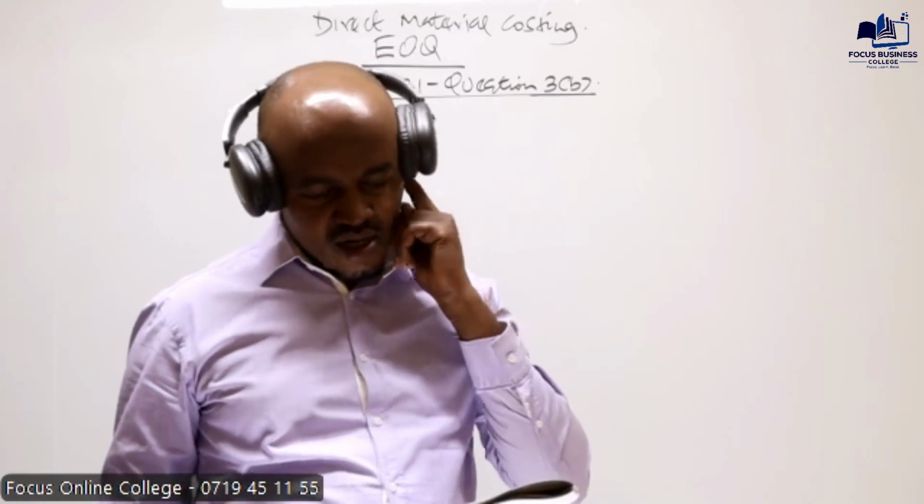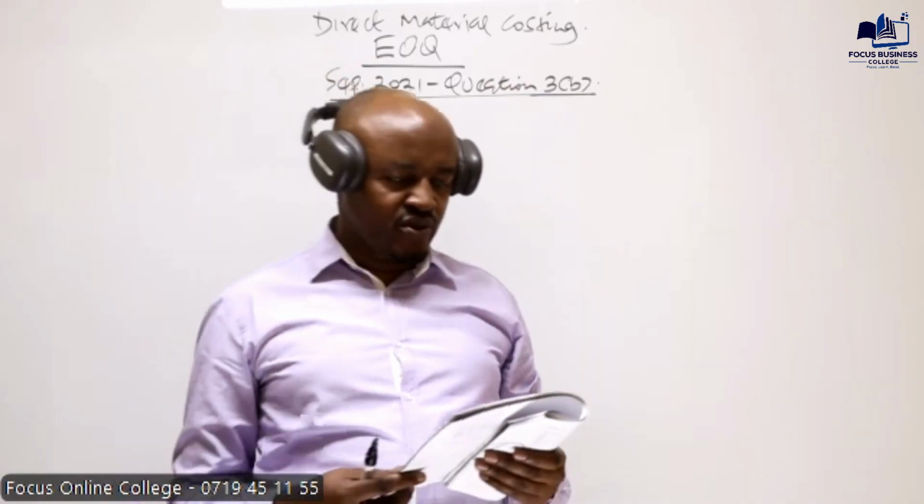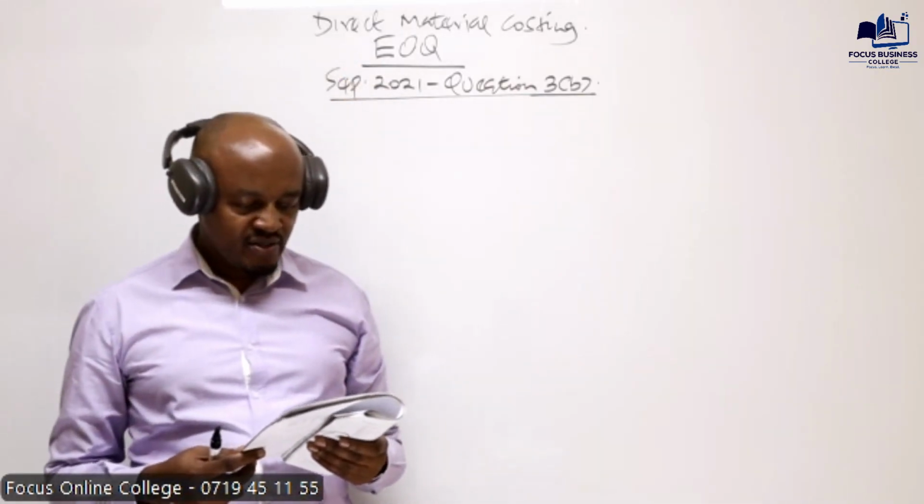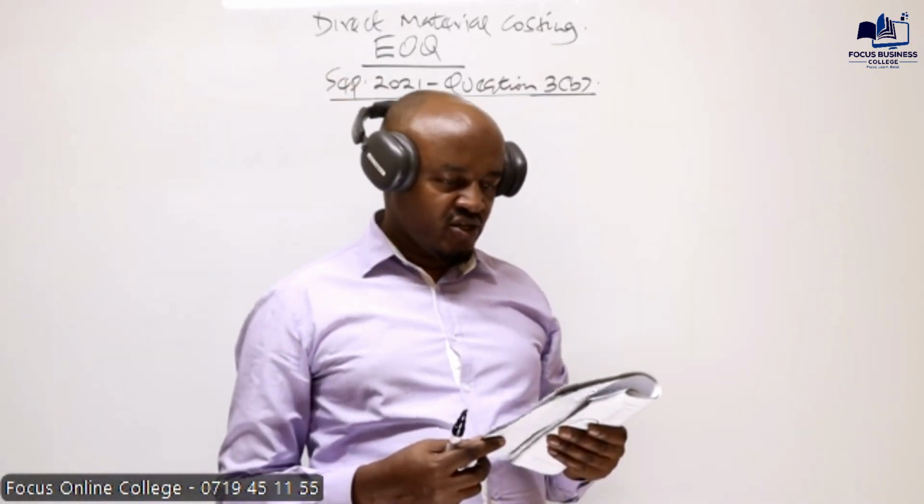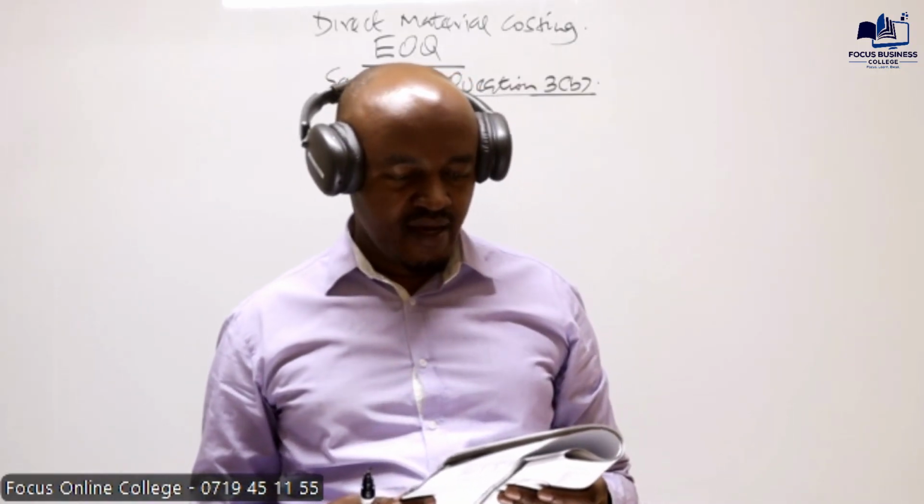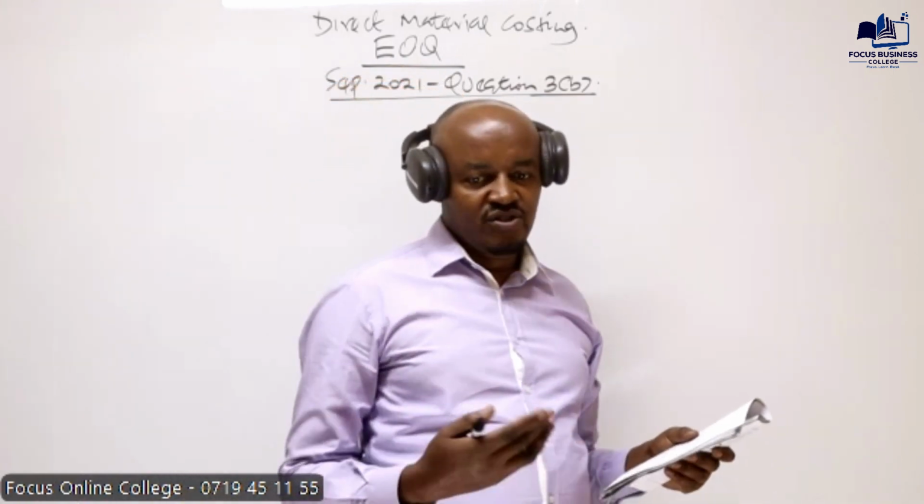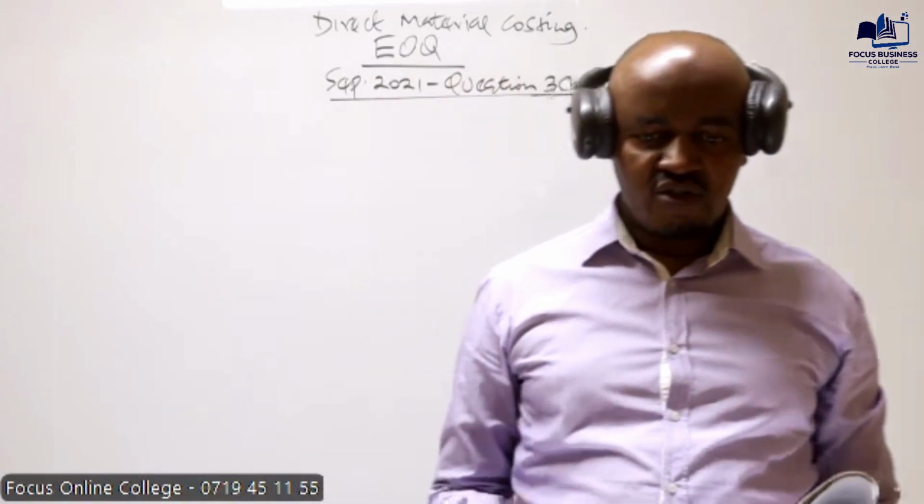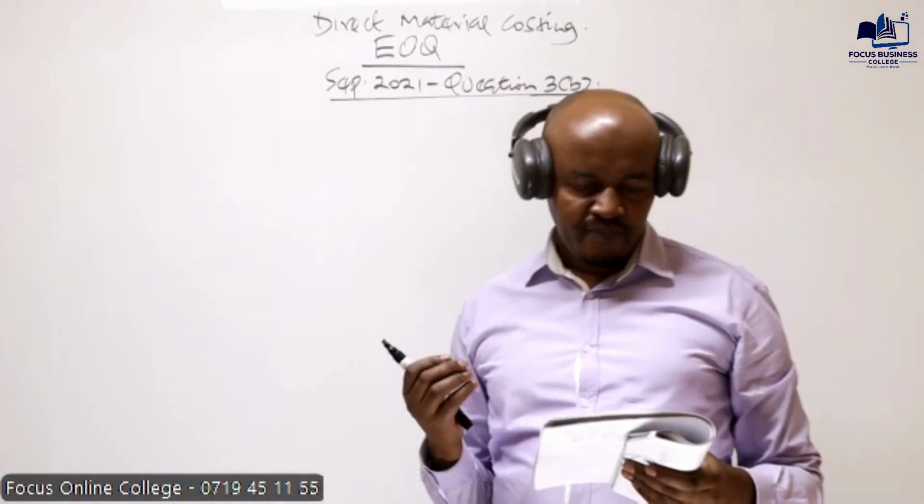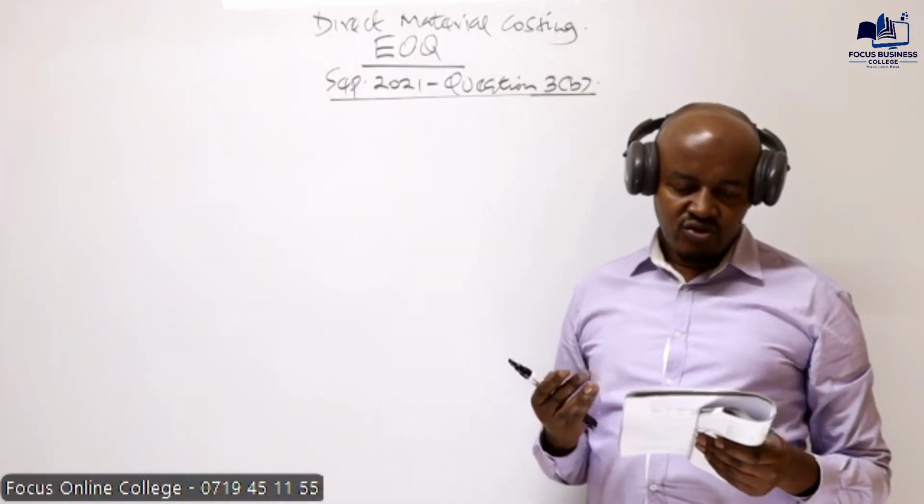Question 3B. Okay, so we are told Fanaka Enterprises uses economic order quantity to establish the reorder quantity of raw material Y. The company holds no buffer stock. When we talk about buffer stock, this is the safety stock. So we are told the following information related to raw material Y.